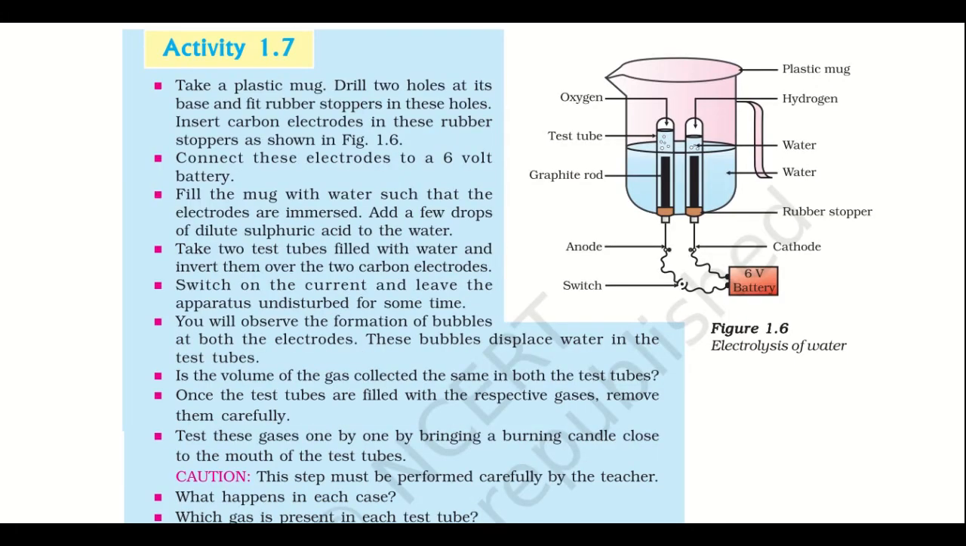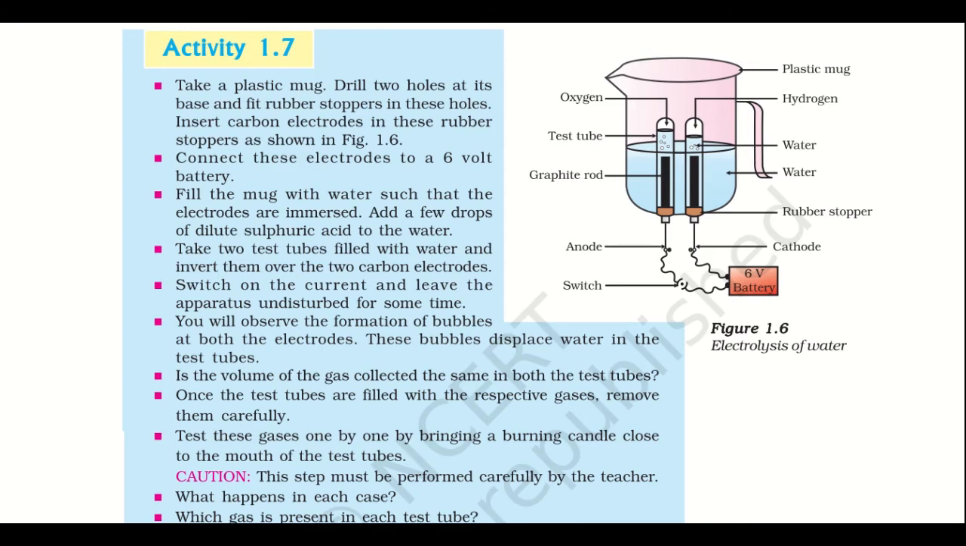Now let's go through activity 1.7. Here you can see in a tumbler some amount of water is taken, where the tumbler is attached with a special apparatus. 2 carbon rods are attached and one battery is attached to the carbon rods. 2 test tubes are inverted over the carbon rods. When electricity is passed through the carbon rods, there happens a reaction in which you get two different products.